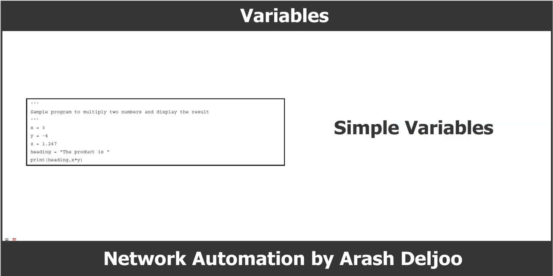Alright, to appreciate a few of the upcoming topics, it helps to have a basic idea about how a programming language uses variables. Because of that, here we are reviewing some types of variables: simple variables, list variables, and dictionary variables. Let me explain a little about the simple variables.